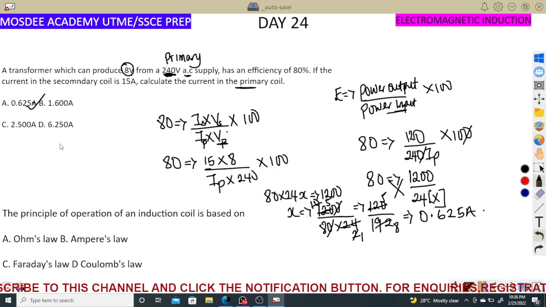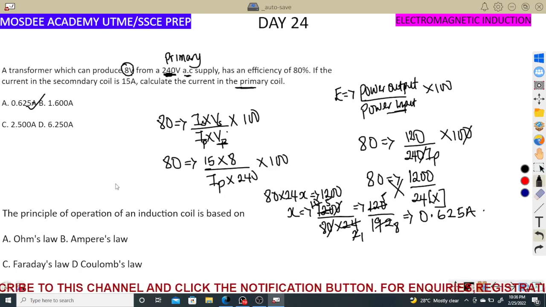My calculator will write it in node form. So there will always be something like M on top, and that M means 0.625.